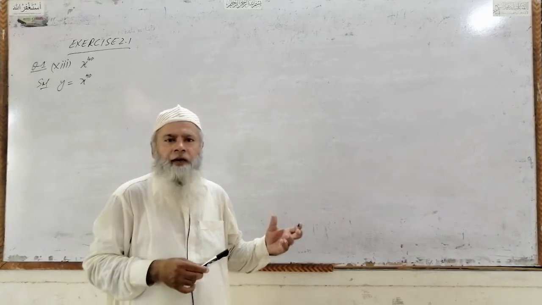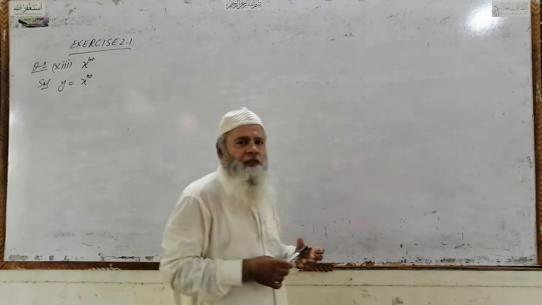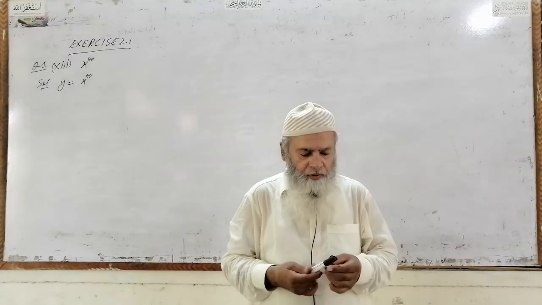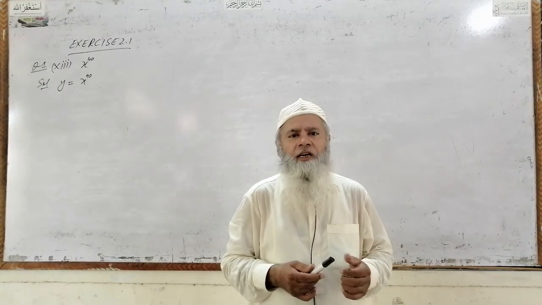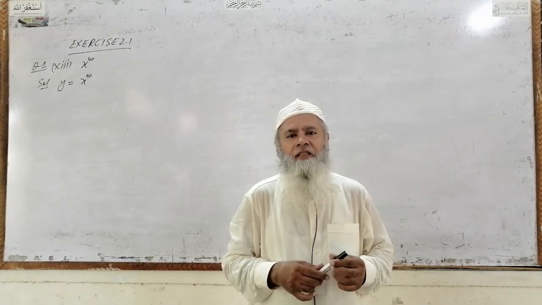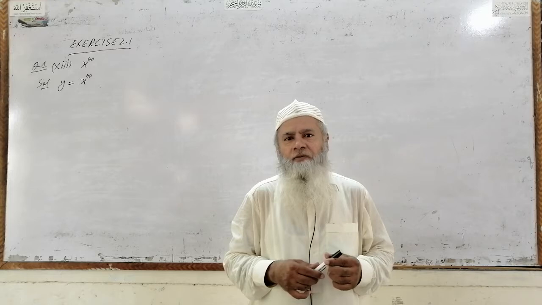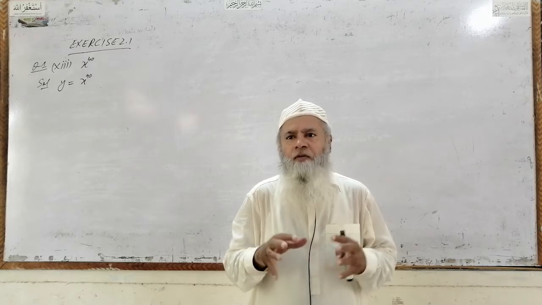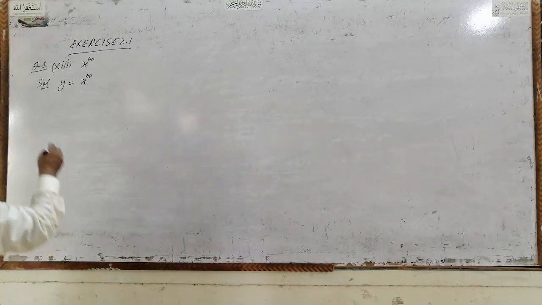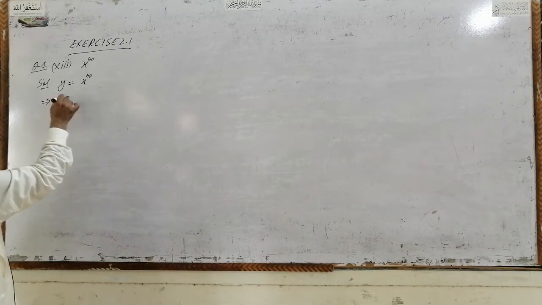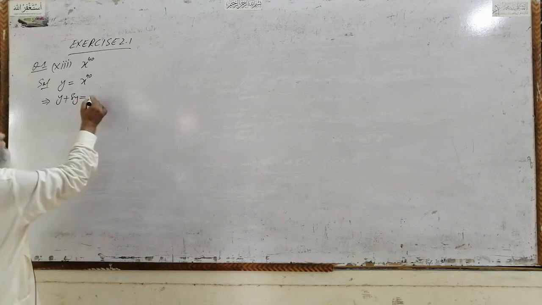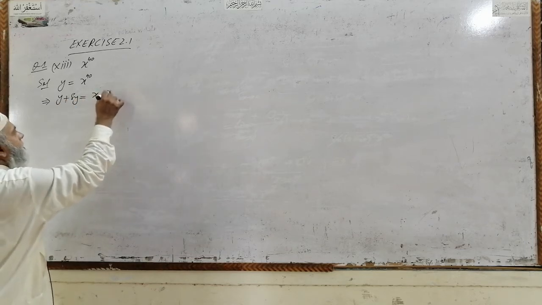We have to add the changes in the variables x and y. As you know, delta x is the change in x, and delta y is the change in y. We will add these changes in these variables. How can we add these changes? Next step is add delta y, which is the change in y, and add delta x, which is the change in x.